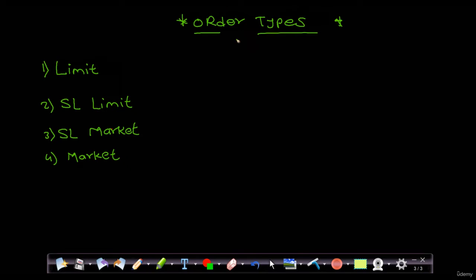Now let's look at the buying point of view. Let's take the first example, that is the limit order. What a limit order does: suppose currently the market is at 80 rupees, and you want to buy at 100 rupees with a limit order. If you place a limit order at 100, the market will not buy at 100, it will buy at 80.